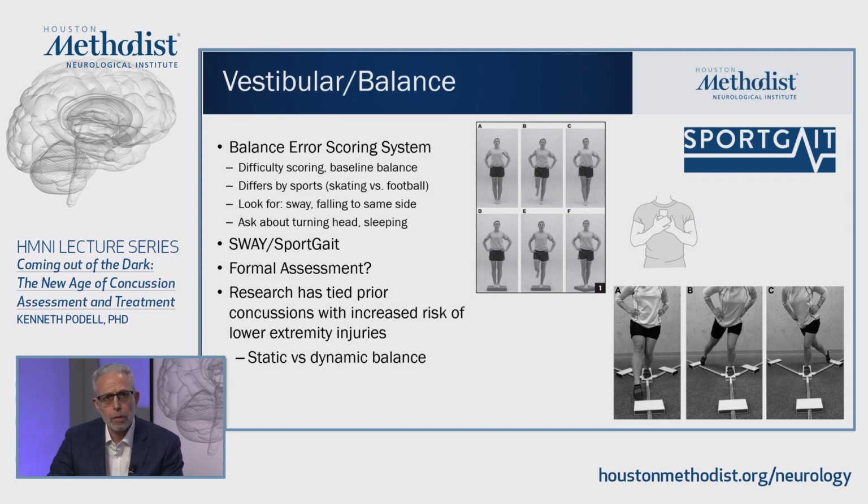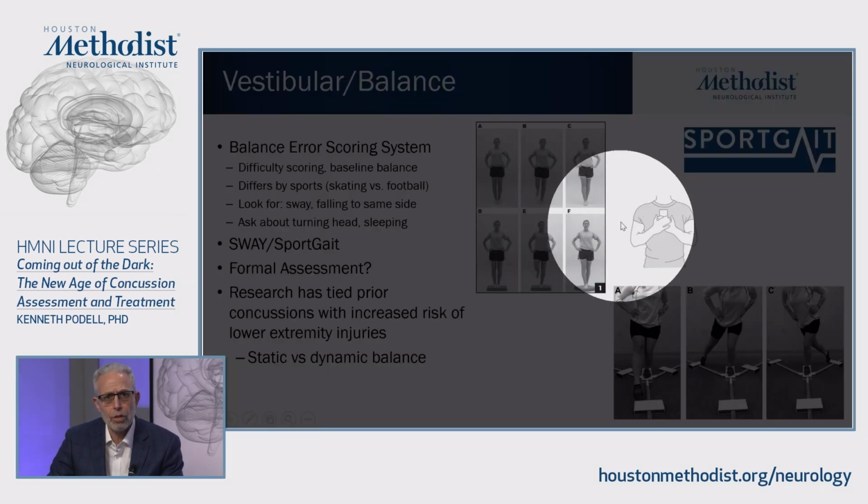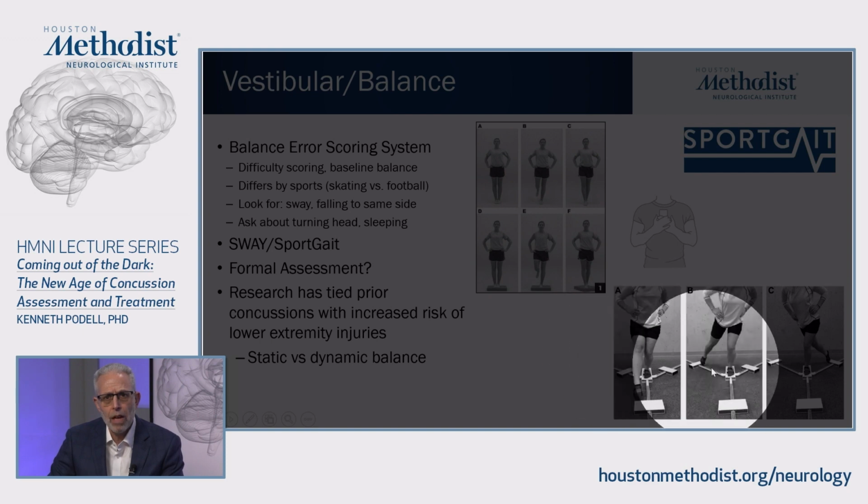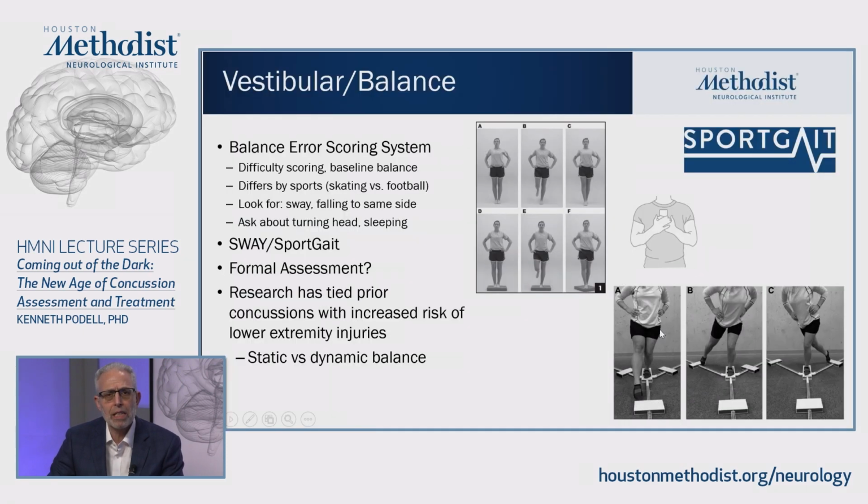When we look at how to assess balance, there are 2 types of ways of doing it. One of the ways is what we call static balance, and that's the balance error scoring system, which has been around for a good 15 years or so. But what we're starting to find out is that dynamic balance tends to be a little bit more sensitive to concussions, particularly in our athletes.